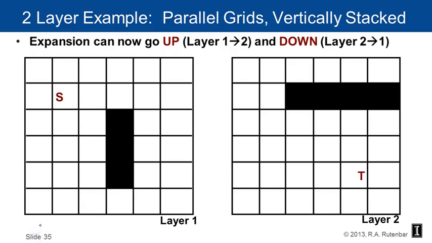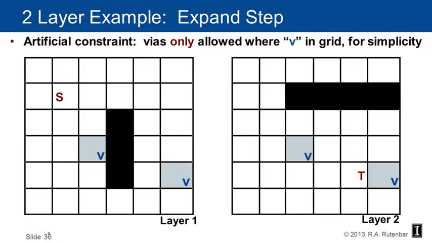So we're going to do an expansion on this grid to show you how this works, and I'm going to put in a rather artificial constraint. I'm only going to allow vias to be inserted where there's a V in the grid. And so there's sort of a gray box in the grid and a V in the middle of the grid. It's basically 3 rows from the bottom, 3 columns from the left. And that's in the layer 1 and the layer 2. And then there's another via that's in the rightmost column, 2 rows up from the bottom.